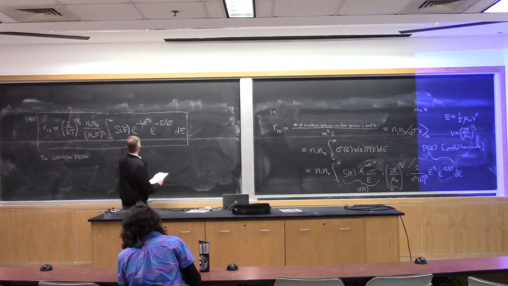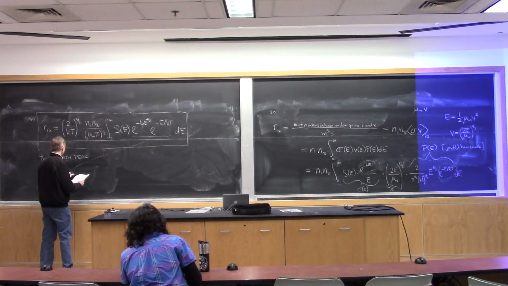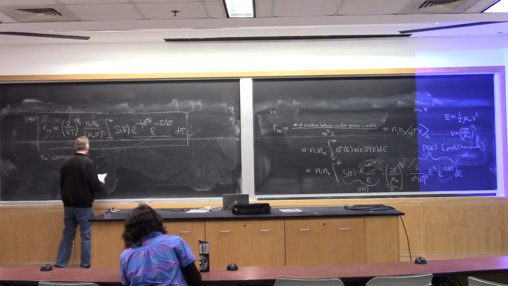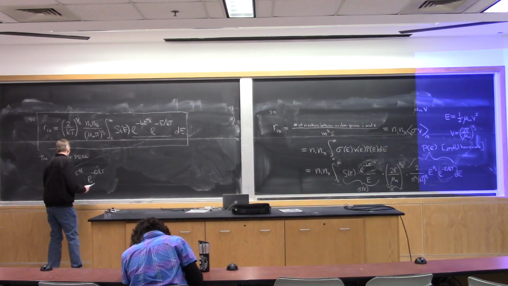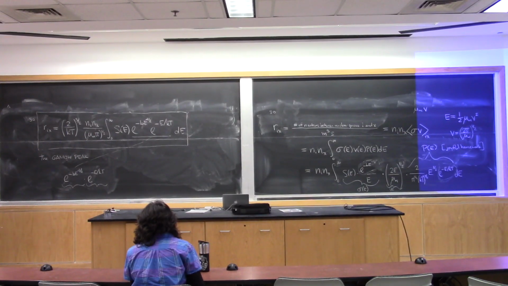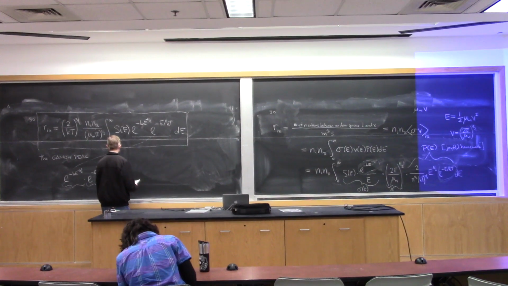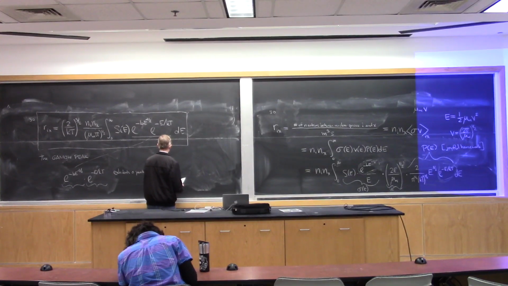So, this beast right here, e to the power of minus b, energy to the minus 1/2, times e to the minus energy over kT, inside the integral, in other words, in the integrand, exhibits a peak called the Gamow peak, after George Gamow.